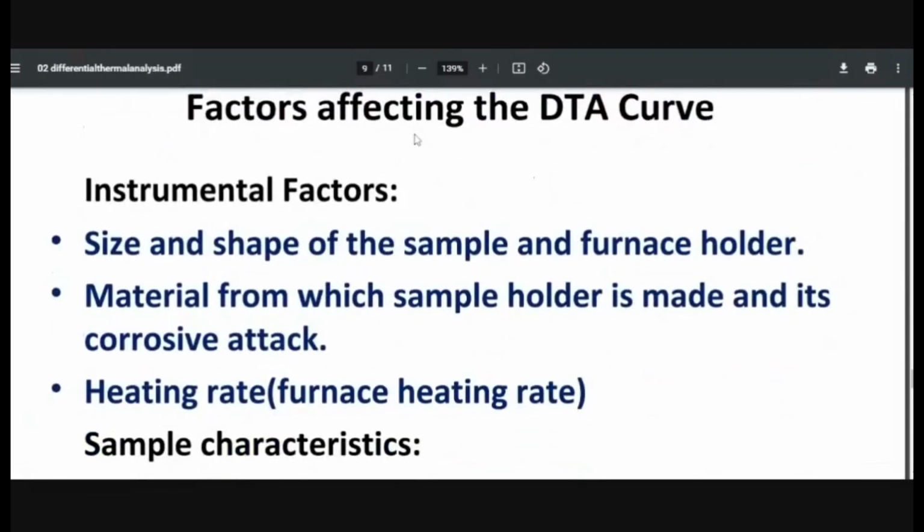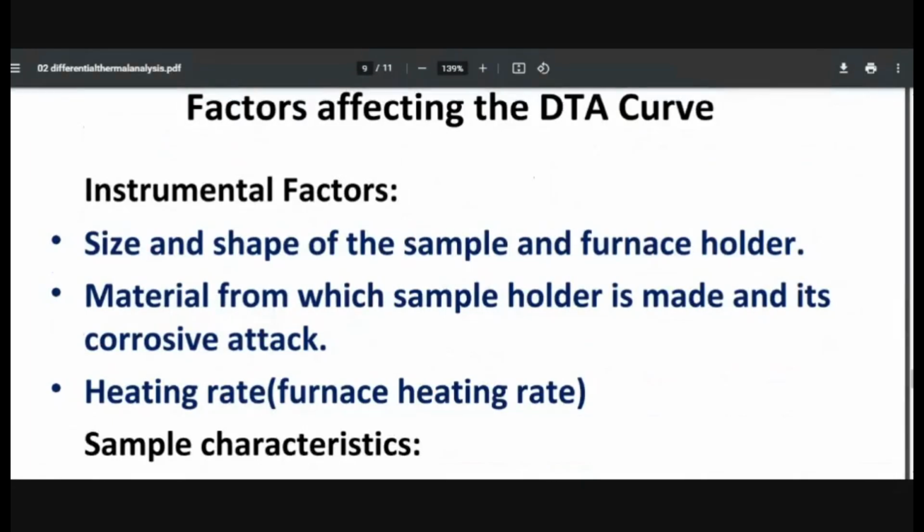So, factors affecting the DTA curve. Again, there are instrument related factors and there are sample characteristic factors. First, instrument related: the size and shape of the sample and furnace holder. The material from which the sample holder is made and its corrosive attack. Then the heating rate, the rate at which the furnace is being heated. Obviously, the size and shape of the sample and furnace holder will affect it.